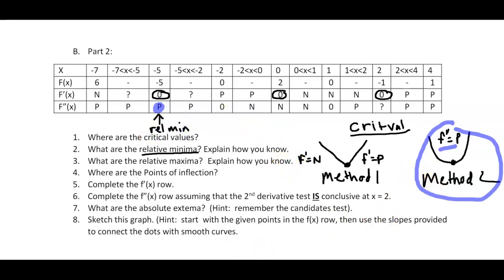Let's go ahead and take a look at another critical value. This one here. This one has a negative second derivative. So that's not a relative minimum. How about this one? Well, here I don't know what the second derivative is. So I can't use method 2 this time. I have to use method 1. The slope to the left is negative and the slope to the right is positive. And so that is another relative minimum.